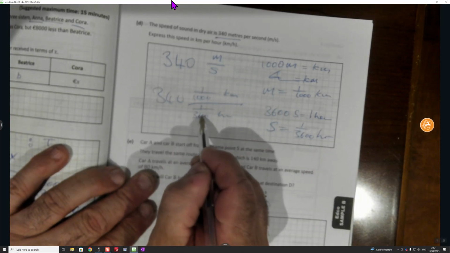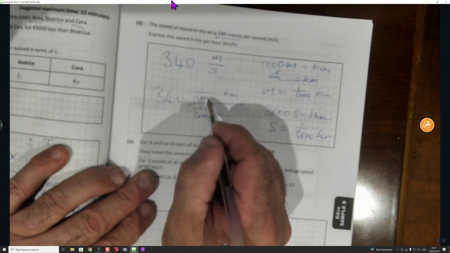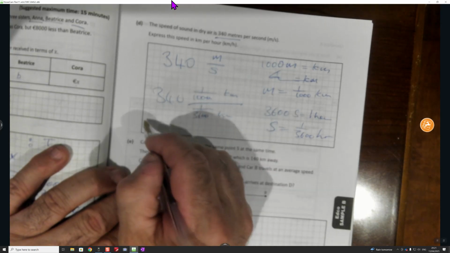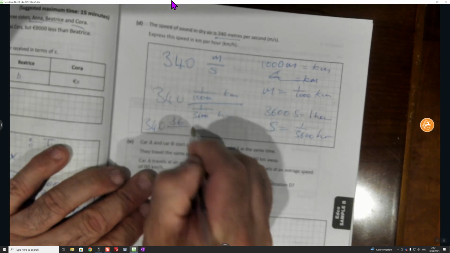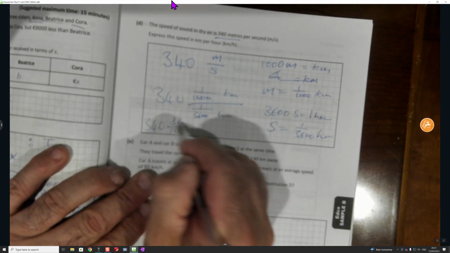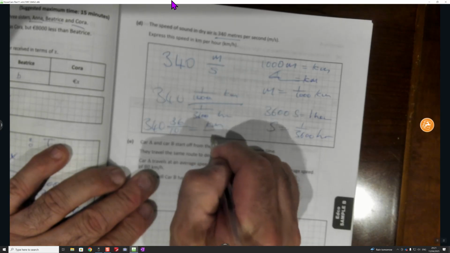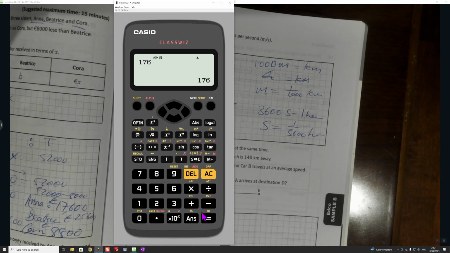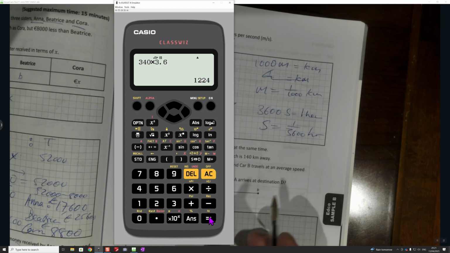And then what happens here is all sorts of things cancel, and you end up with 36 over 10, or you multiply by 3.6 effectively to turn it into kilometers per hour. So I just take my 340 and multiply it by 3.6, and that's something to remember now in future, that if you want to go to kilometers per hour, the units are smaller, so the number is bigger.